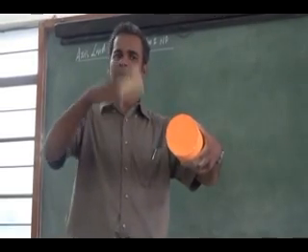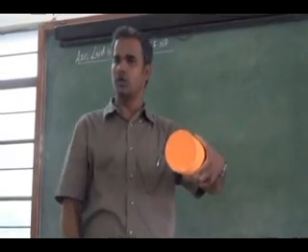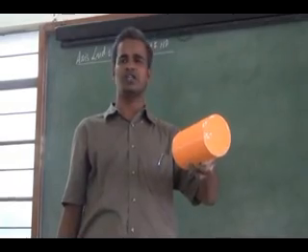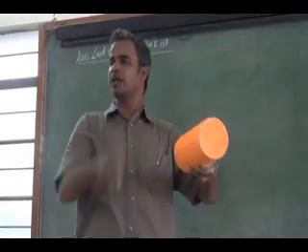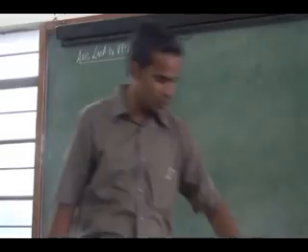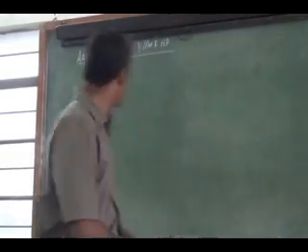Now, that was perpendicular to VP and parallel to HP. Right. Now this orientation is inclined to VP and parallel to HP. Right. So that is the orientation I am going to give. Take a problem, a cylinder.